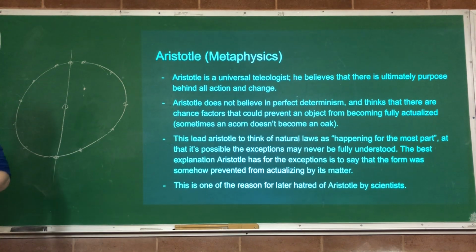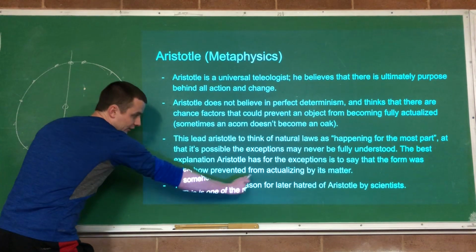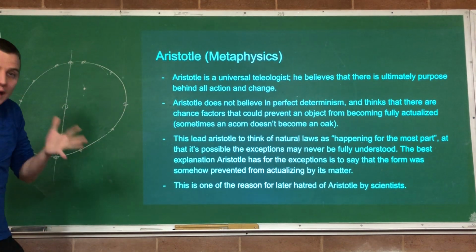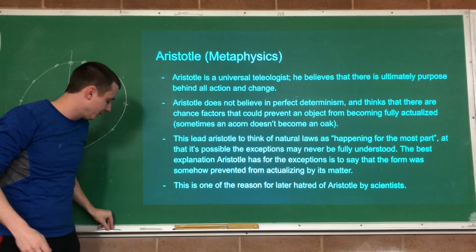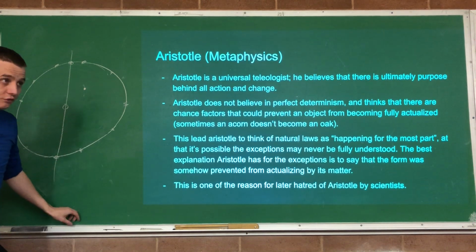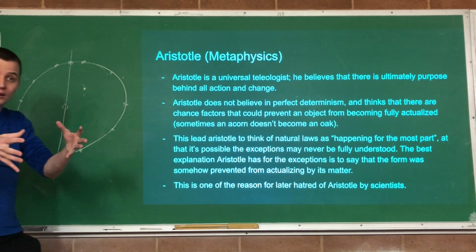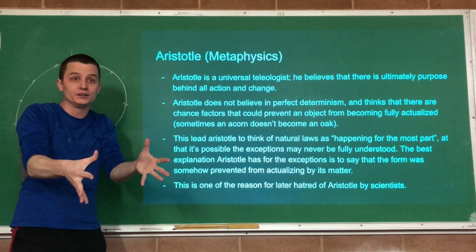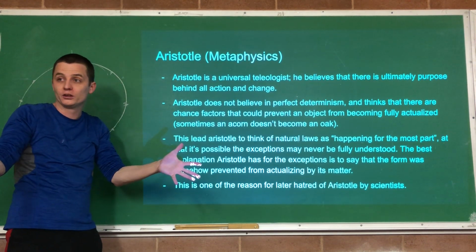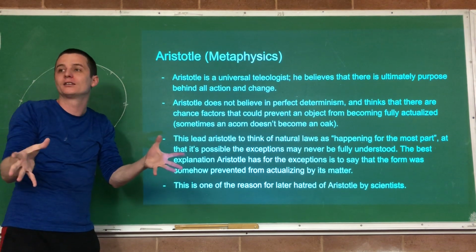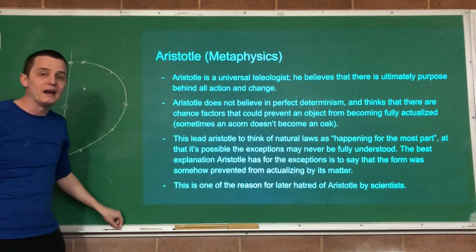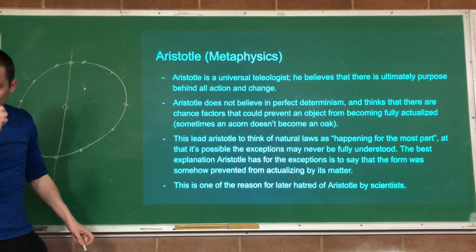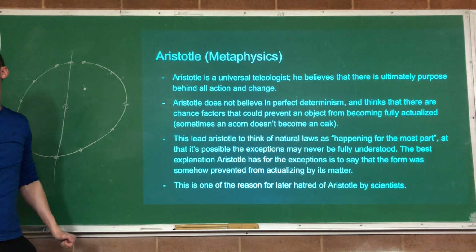The best explanation Aristotle has for the exceptions is to say that the form somehow was prevented from actualizing by its matter. Somehow the matter was resistive to taking on the new form. And this hints a little bit of Plato. If you remember Plato's view of how our universe came into existence, the world of forms tried to impose itself on the void, this world, but matter somehow resisted. And so that's his explanation for why there's evil in the universe. Evil in the universe is matter being resistive to taking on those perfect forms.